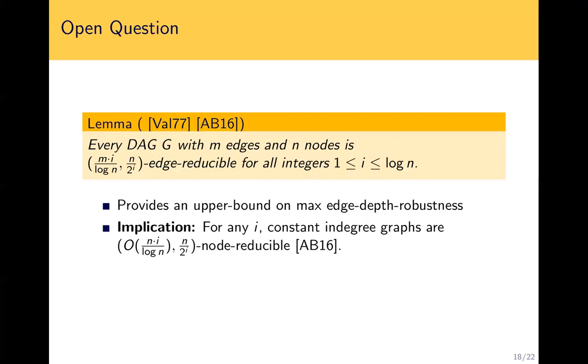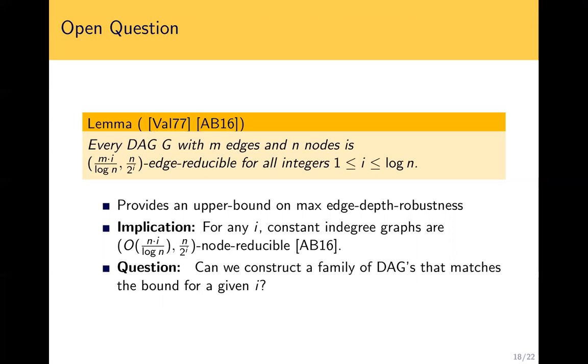So, a guiding open question for why we're interested in these: there's a well-known lemma called Valiant's lemma that gives an upper bound on the max edge depth robustness of any DAG. So if you have a DAG G with M edges and N nodes, then that DAG would be M times i over log N, comma, N over 2 to the i edge reducible for all integers i from 1 to log N. And the implication is that for the constant in-degree graphs that we're generally interested in for applications, they're some order of N times i over log N, comma, N over 2 to the i node reducible. And so a guiding open question is, can we construct DAGs that match the bound for any given i?